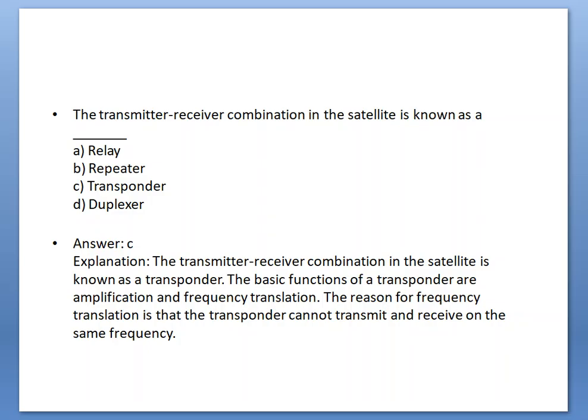The basic functions of a transponder are amplification and frequency translation. Once again I repeat, the basic functions of a transponder are amplification and frequency translation. For this reason, because of the frequency translation, the transponder cannot transmit and receive on the same frequency.